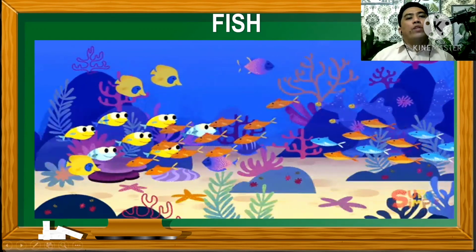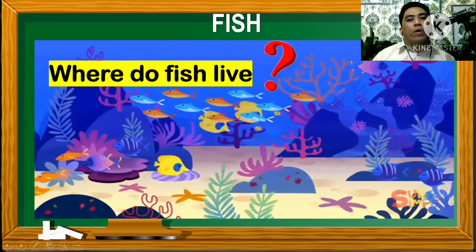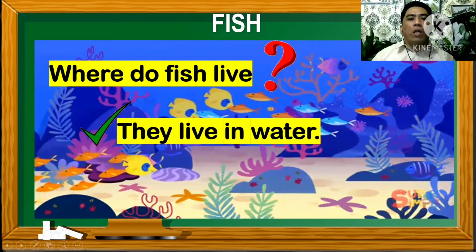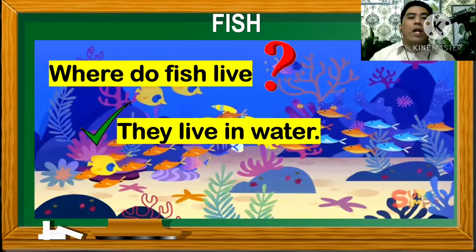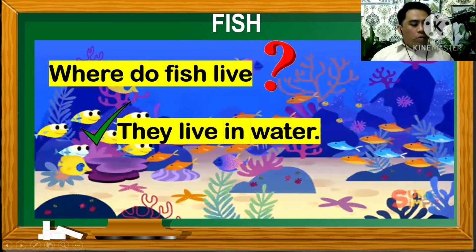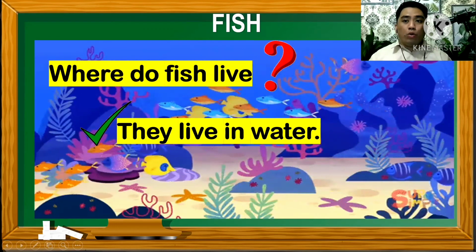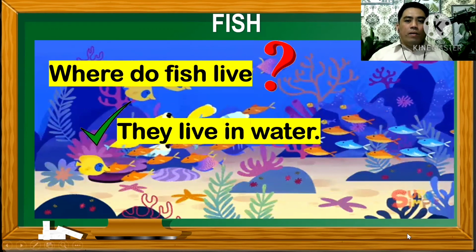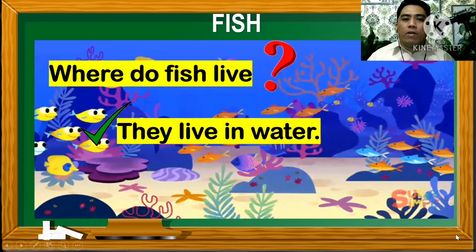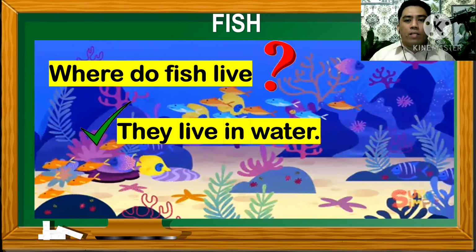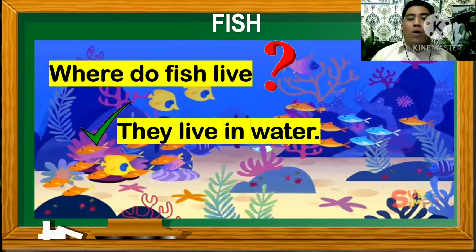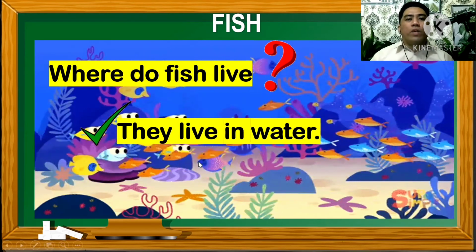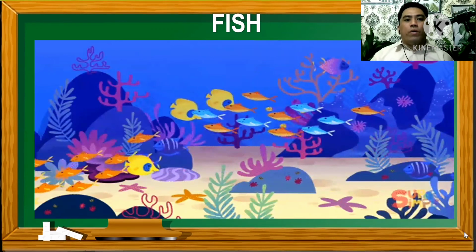Now, where do fish live? Of course, they live in water. So wala pong fish na nakatira sa lupa, kasi pag nasa lupa na yun, tuyo na yun. Pag nasa lata na yun, syempre, dilata, sardinas, or tuna. Okay, so fish live in water.